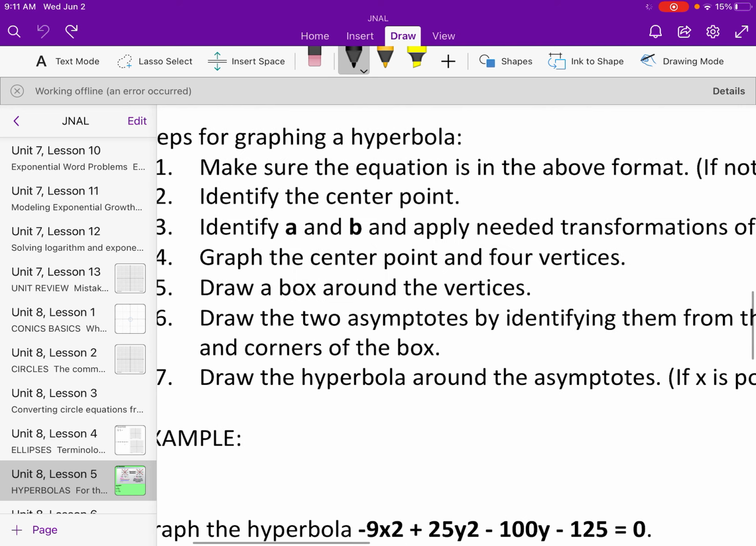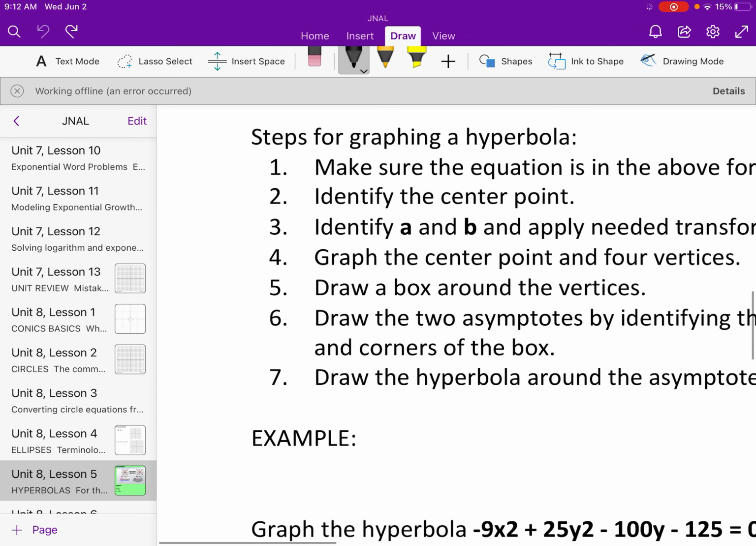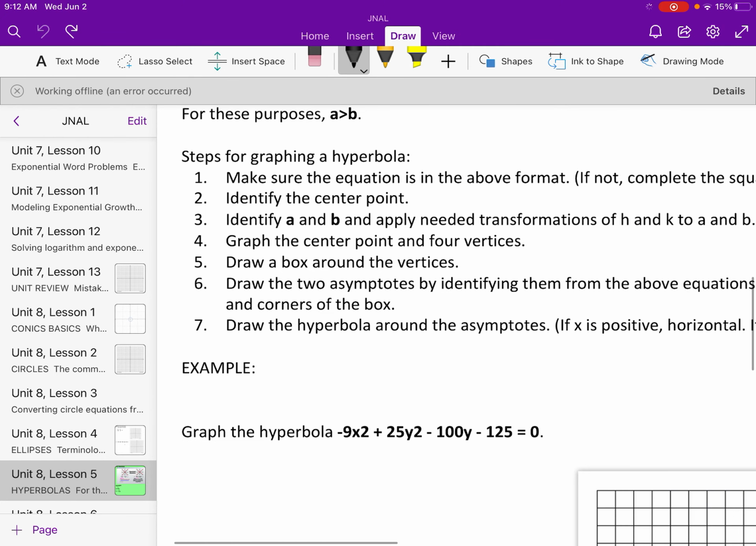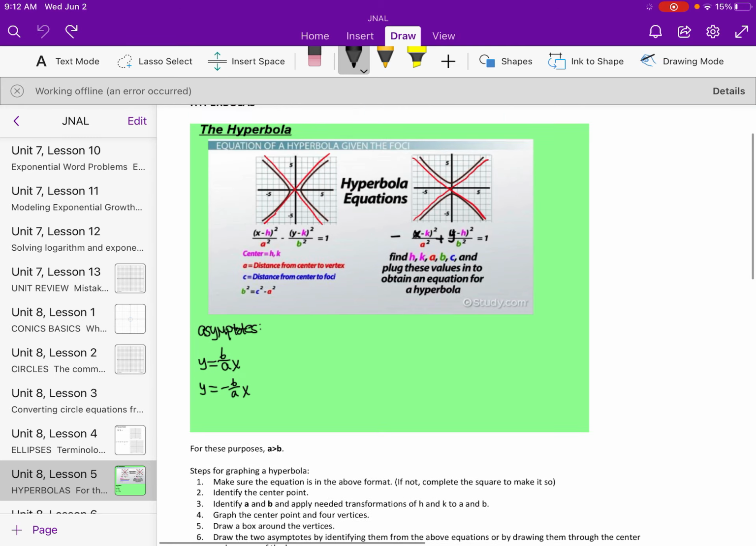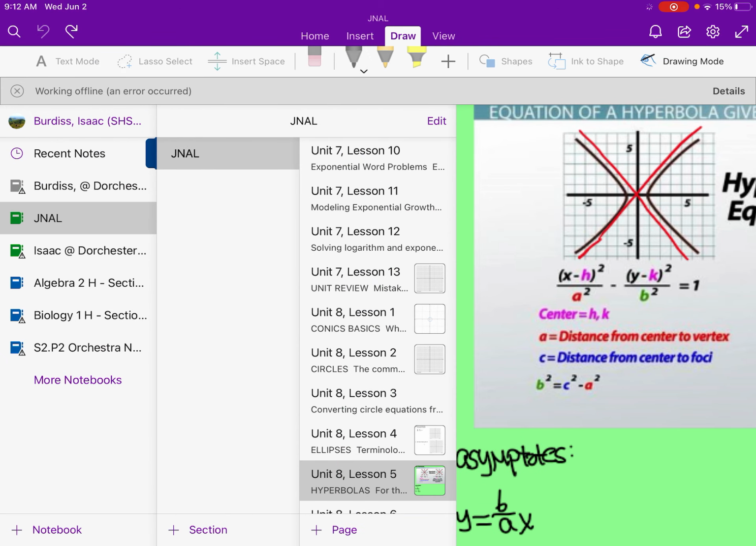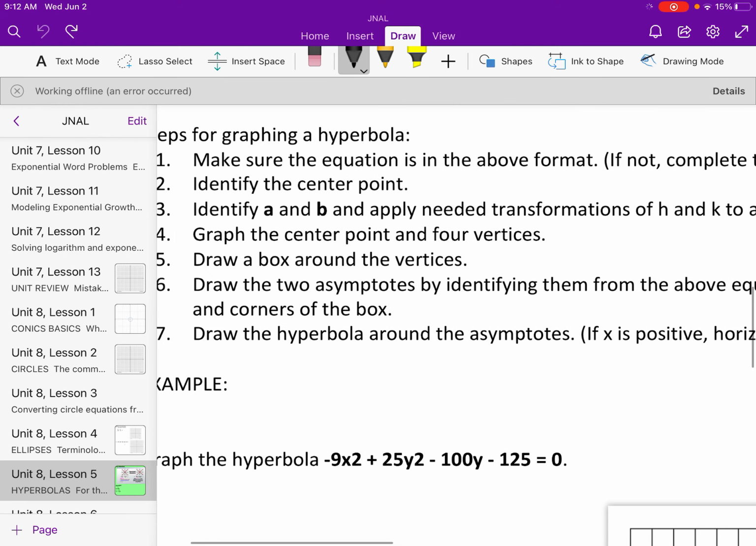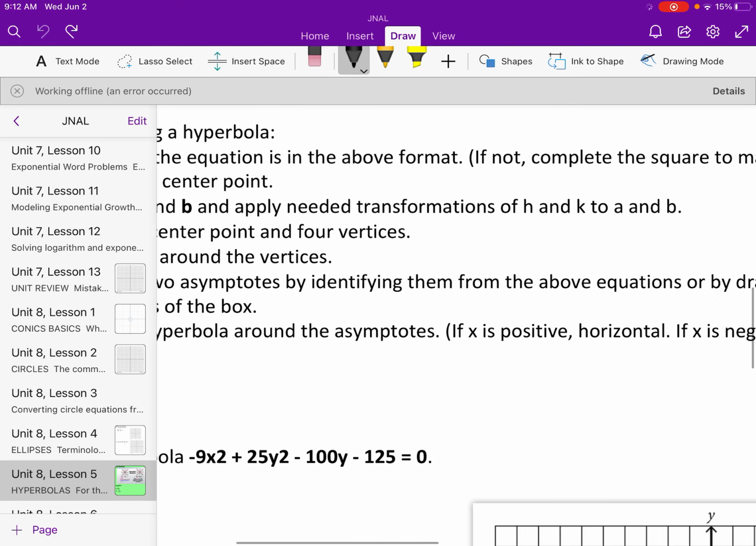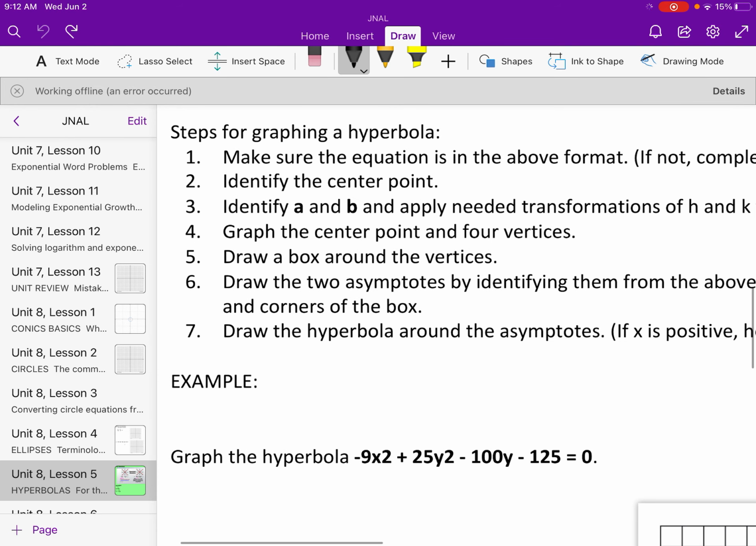Here's the steps for graphing hyperbola. Make sure that the equation is in the above format. So it needs to be in the thing that looks like this. But if it's not, remember, we have to complete the square like we did in the last lessons. Then you need to identify the center point, which, just like with ellipses, is negative h, negative k. Then identify a and b and apply needed transformations of h and k to a and b. So this is kind of close to the same process as the ellipses.